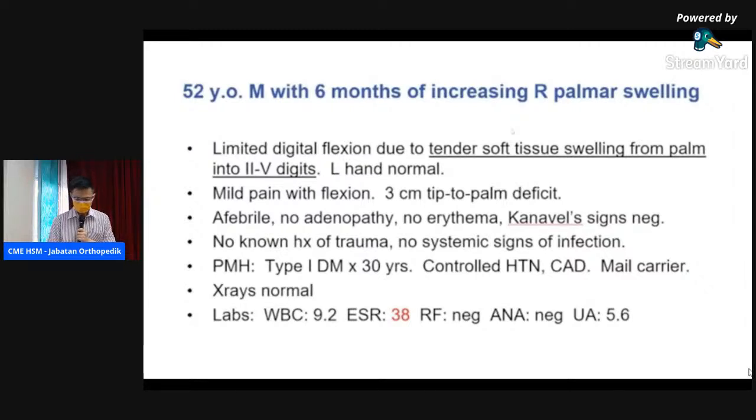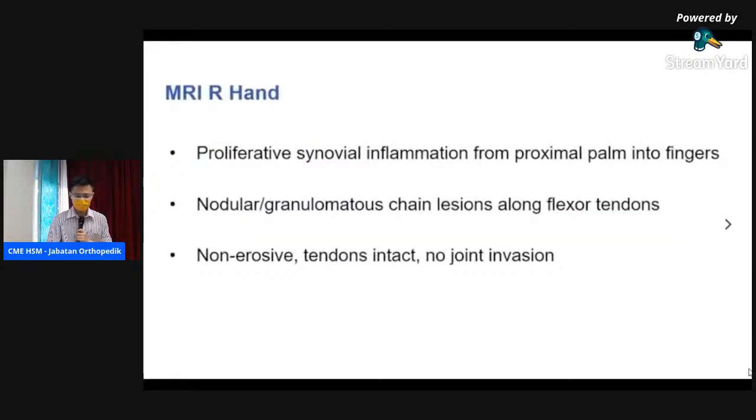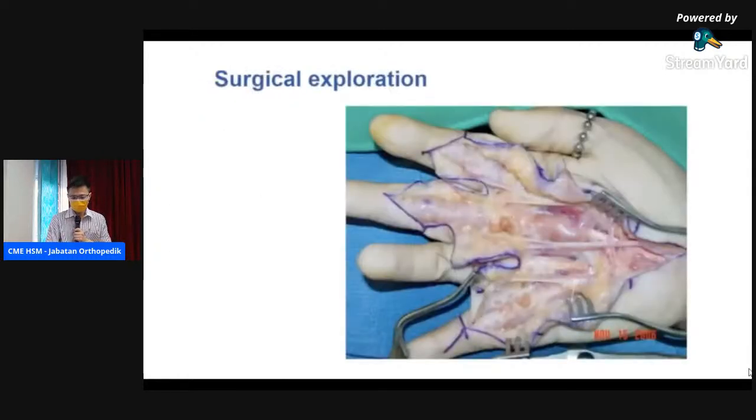The lab result turns out normal, other than a slightly raised ESR. Because the plain radiograph was normal, he proceeded with the MRI. MRI showed a proliferative synovium infection from the proximal palm into the fingers. These lesions appeared on the MRI to be nodular, granulomatous, and tendons and bones are normal. Because he had the experience of treating such patients, he didn't hesitate to explain to the patient and went on to extensive wound debridement.